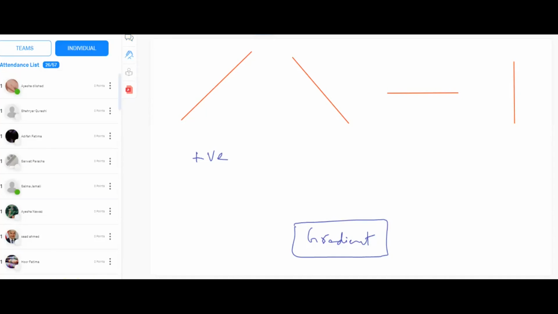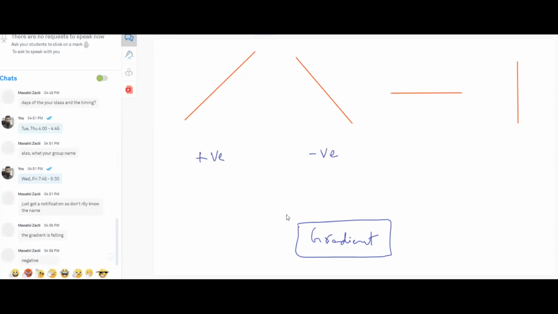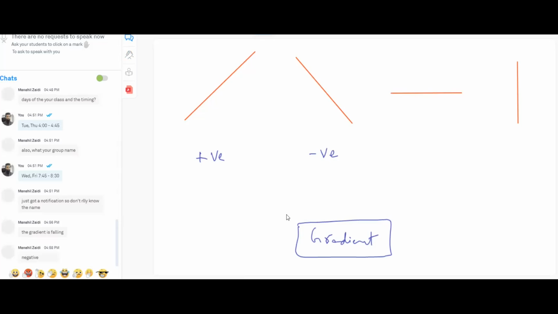This second type of line, where the line is going down as you move from left to right, your line is going downward, its gradient is negative. Okay, these are the 2 more common types of lines whose gradient values you should know. Yes, Manahil, that's going to be negative here. Very good. What about this third line? What will happen with this one?